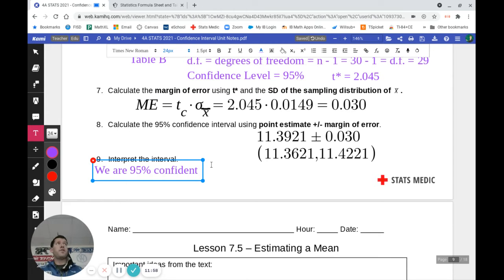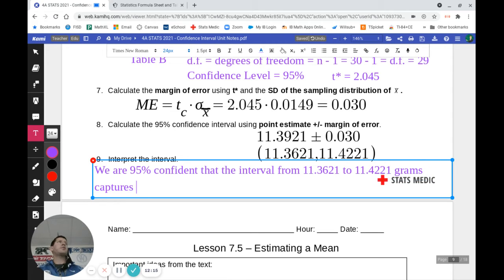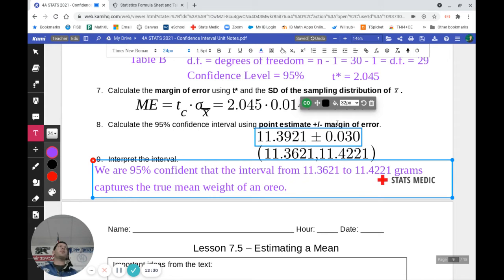So we're 95% confident that the interval, and you can read it above, you can retype it on yours, or we can just write it out, from 11.3621 to 11.4221 grams. I like to have that in there, that it's grams, captures the true mean weight of an Oreo. So we'll write down the whole formula that we used, put it all together in one little formula for point estimate, plus or minus, and then how we calculated the margin of error in the box below.